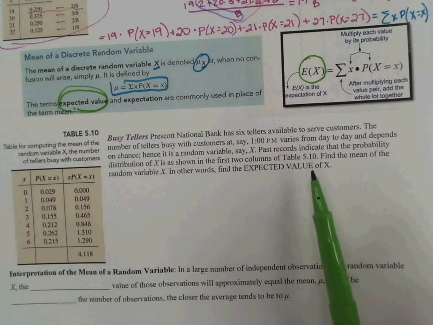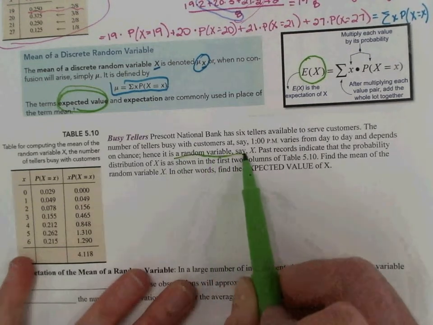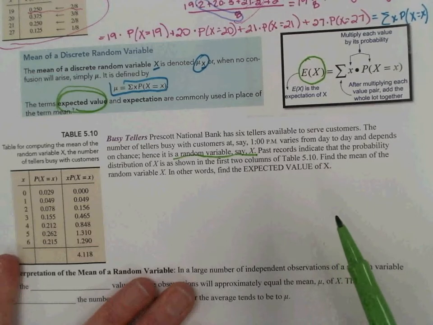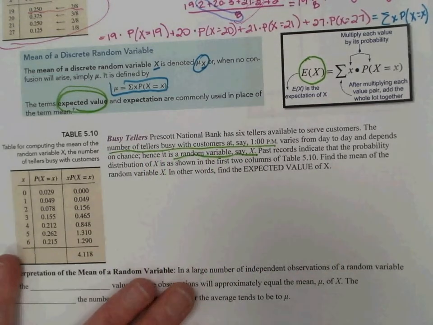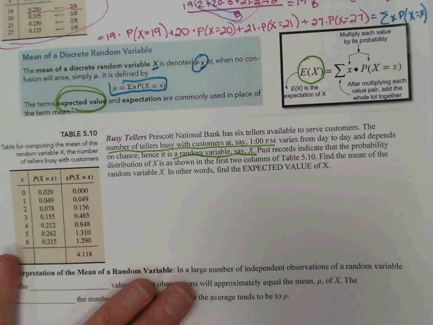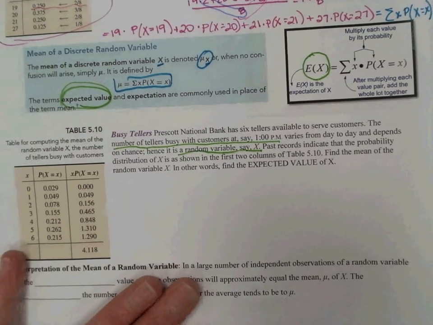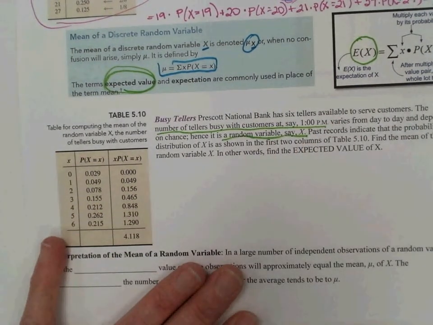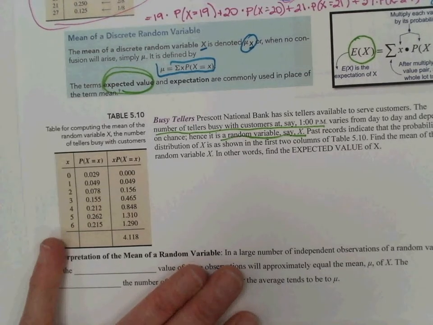It varies from day to day and depends on chance. Hence, it is a random variable x. So that would be the number of tellers busy with customers at 1 p.m. Past records indicate that the probability distribution of x is as shown in the first 2 columns of Table 5.10. Find the mean of the random variable x. In other words, find the expected value of x.